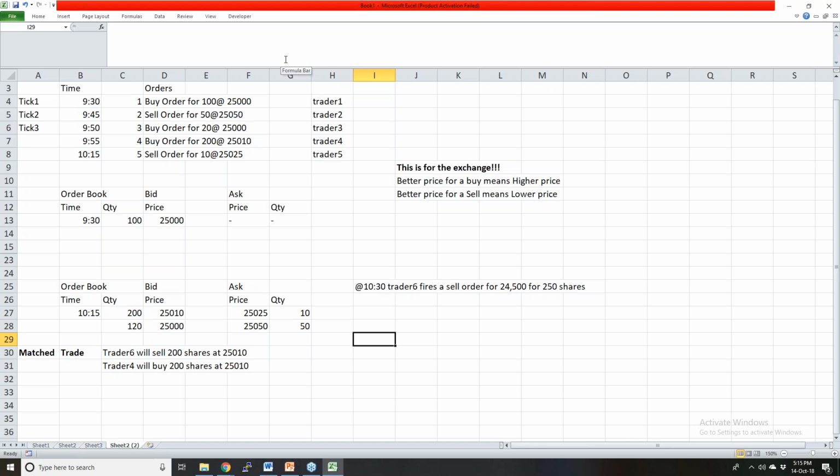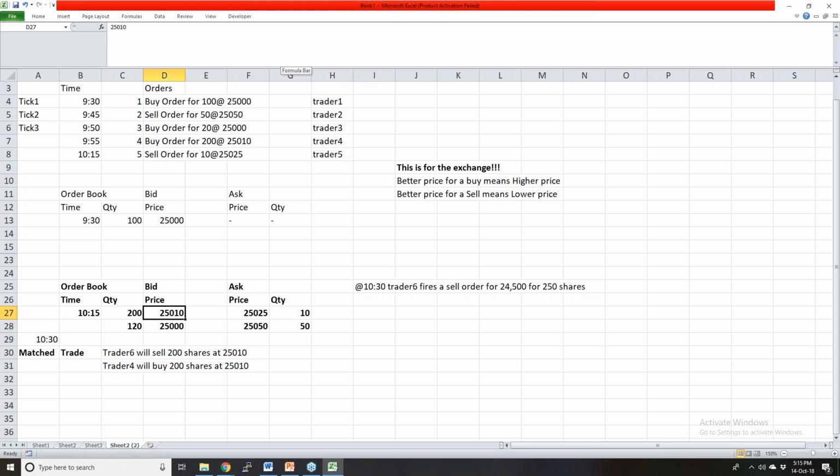All right. So this order book was clear to you guys? At 10:30, trader 6 fires a sell order for 24,500 for 250 shares, right? The match trade at 10:30 would be, trader 6 will sell 200 shares at 25,010 because of price time priority, right?